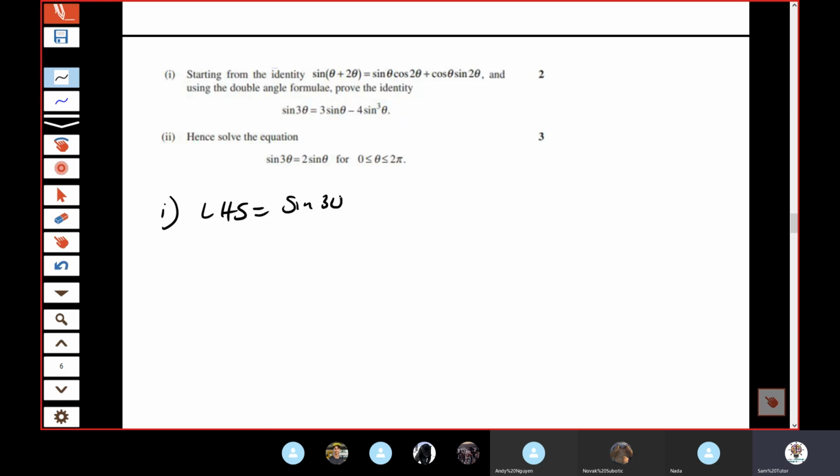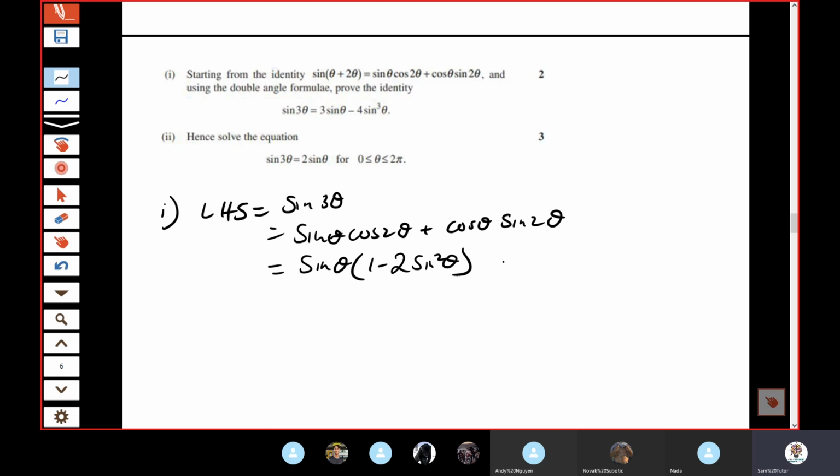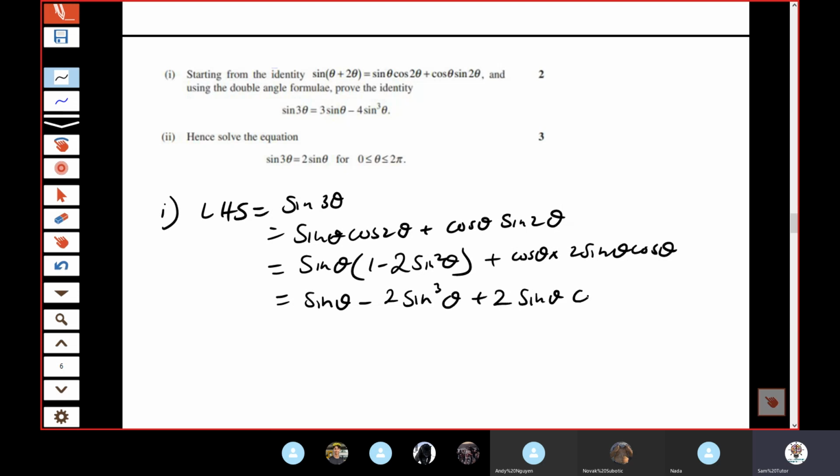Sine 3 theta equals sine theta cos 2 theta plus cos theta sine 2 theta. Cos 2 theta is 1 minus 2 sine squared, plus cos theta times 2 sine theta cos theta. You end up with sine theta minus 2 sine cubed plus 2 sine times cos squared.